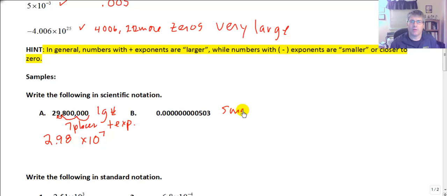Whereas this particular one is a small number, so I can anticipate having a negative exponent. And I'm going to move my decimal place 1, 2, 3, 4, 5, 6, 7, 8, 9, 10 decimal places. So I have to get 5.03 times 10 to the negative 10th power. So that is a small number, so that's going to have a negative exponent.